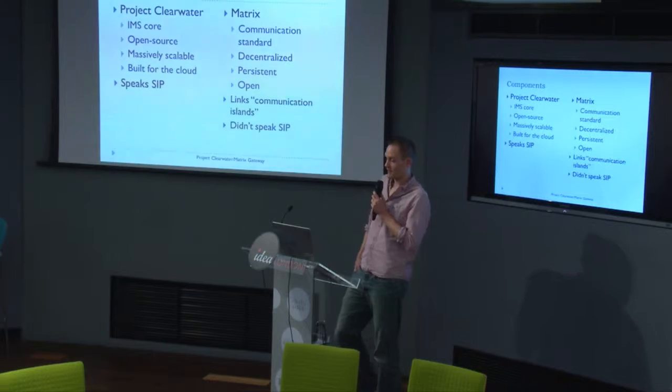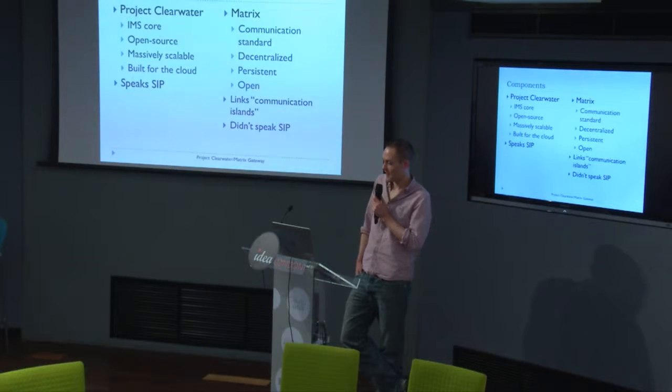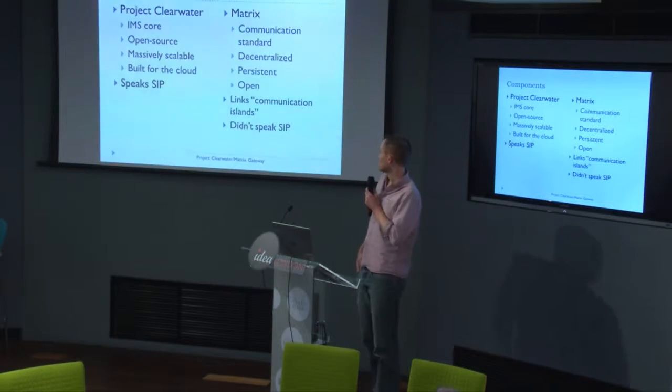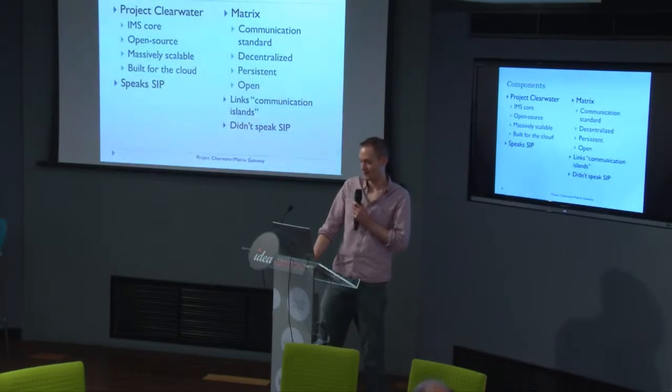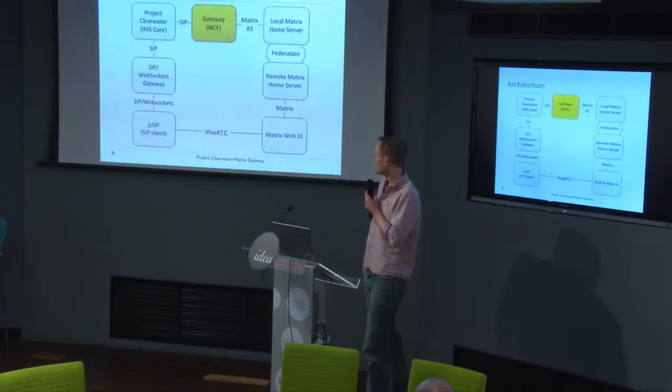So just a quick bit of background. Project Clearwater is a massively scalable open source IMS core designed from the ground up to run in the cloud, and it speaks SIP. And Matrix is an open communication standard. It links communication islands, but it didn't speak SIP. So that's what I've done. So this is the architecture.